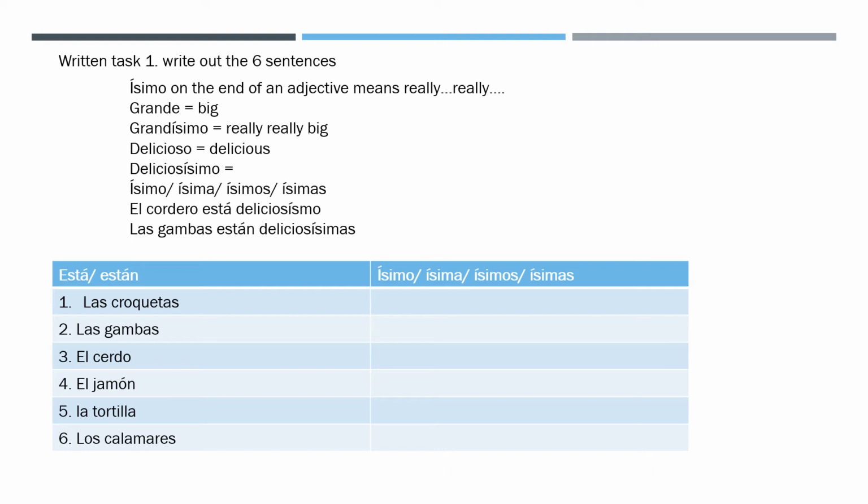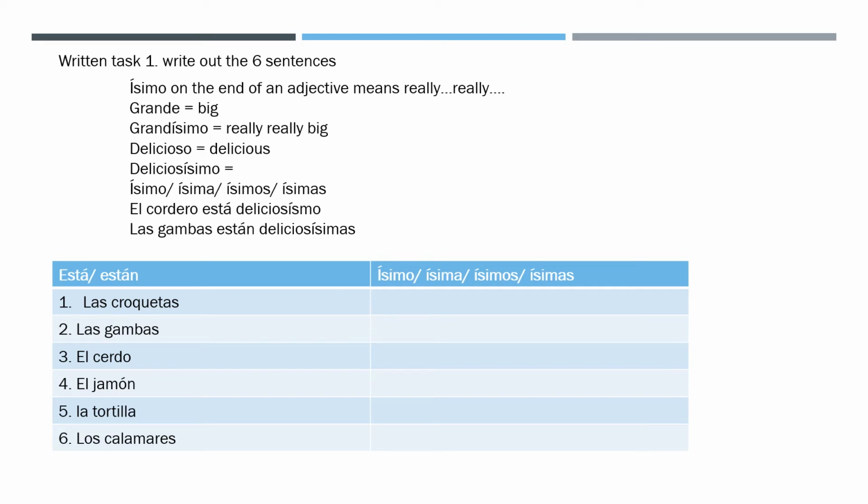Delicioso. We drop that final vowel and we stick on the ísimo. So delicioso becomes deliciosísimo. If you're really enjoying your food, you might be able to say deliciosísimo. Now I've mentioned that it changes. If it's describing something masculine, like for example, let's look at our menu, el jamón, it will be deliciosísimo.